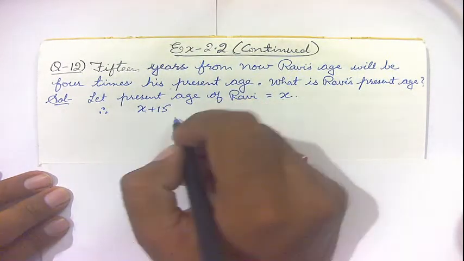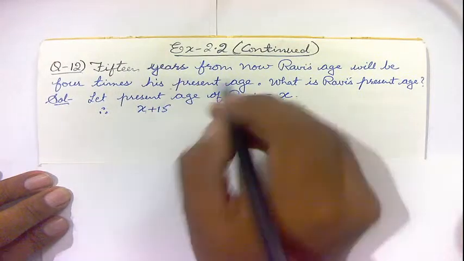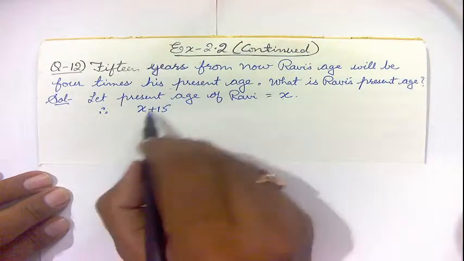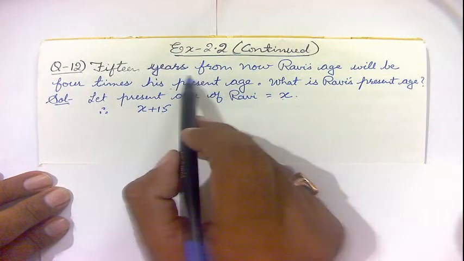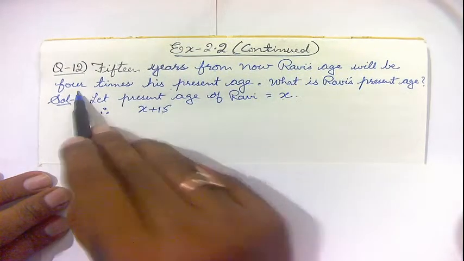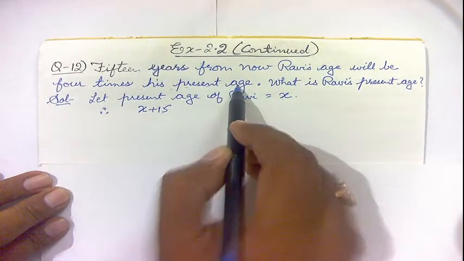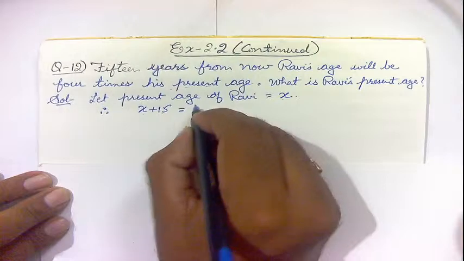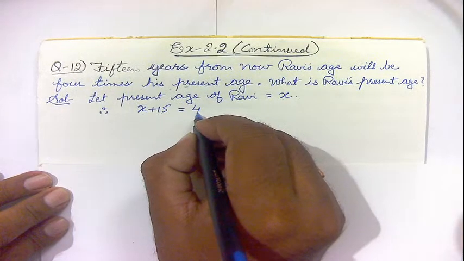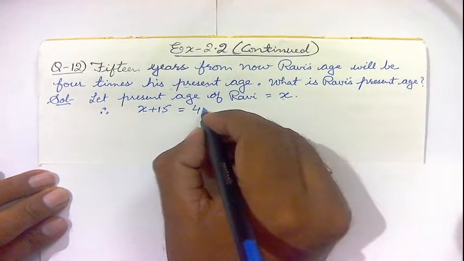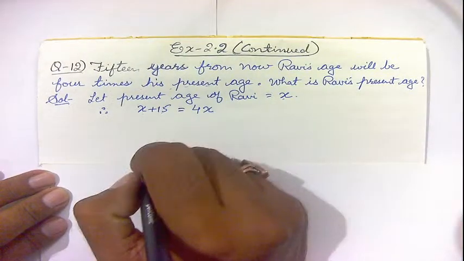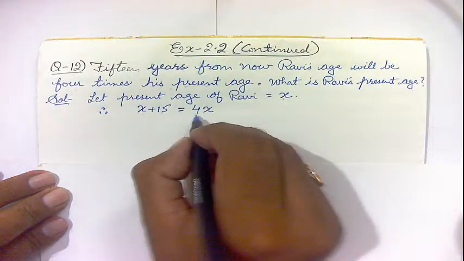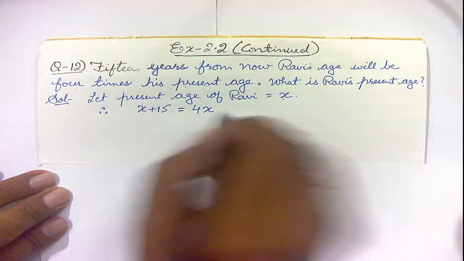15 years from now means आज से 15 साल बाद, तो उसका एज, रवि की एज जो है वो क्या हो जाएगी? X plus 15, and this age is 4 times his present age. Now what is this X plus 15 equal to? This is 4 times, means 4 multiply his present age, that is X. So this is the equation which you get. X plus 15 equals 4X.